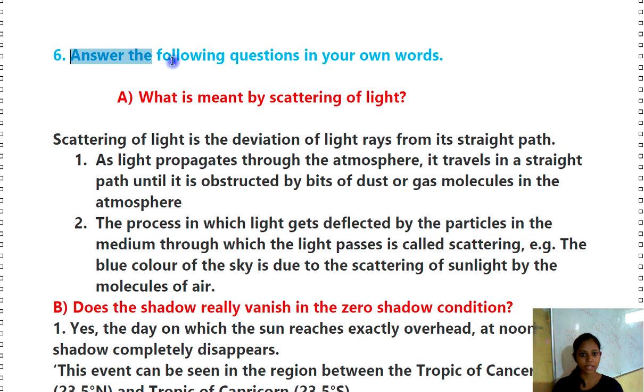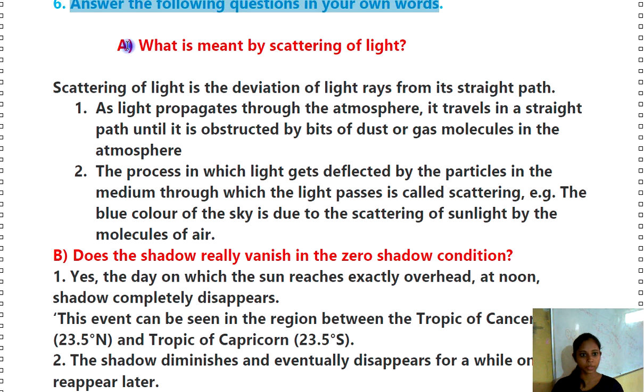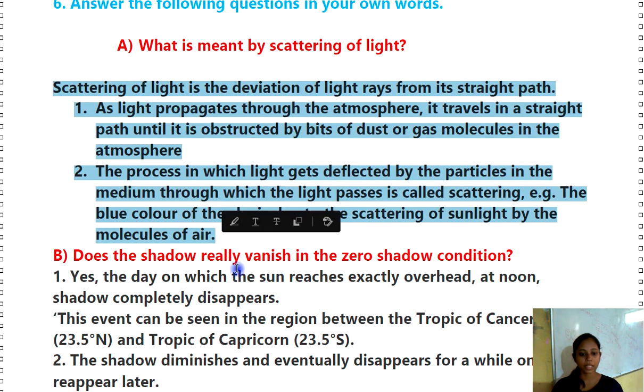Then next, answer the following questions in your own words. A, what is meant by scattering of light? Answer, scattering of light is the deviation of light rays from their straight path. As light propagates through the atmosphere, it travels in a straight path until it is obstructed by bits of dust or gas molecules in the atmosphere. The process in which light gets deflected by the particles in the medium through which the light passes is called scattering. Example, the blue color of the sky is due to the scattering of sunlight by the molecules of air.